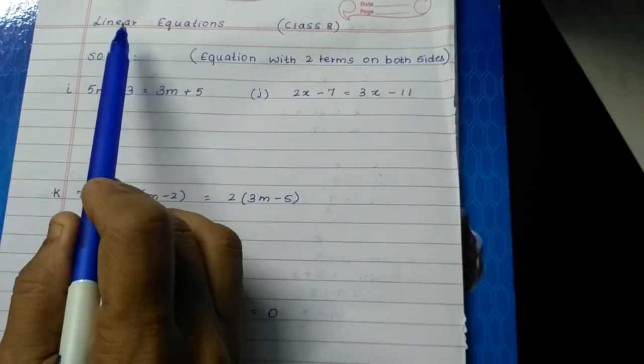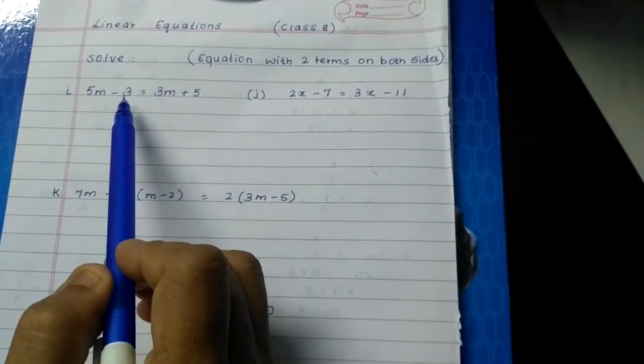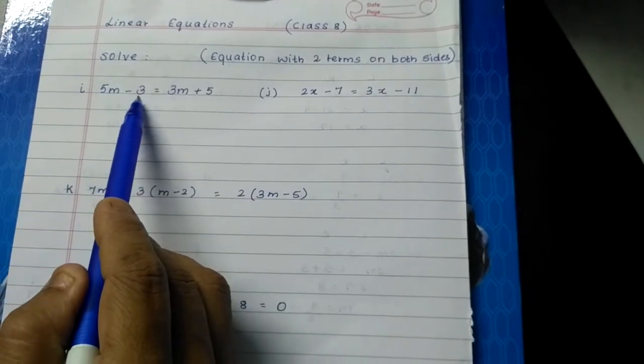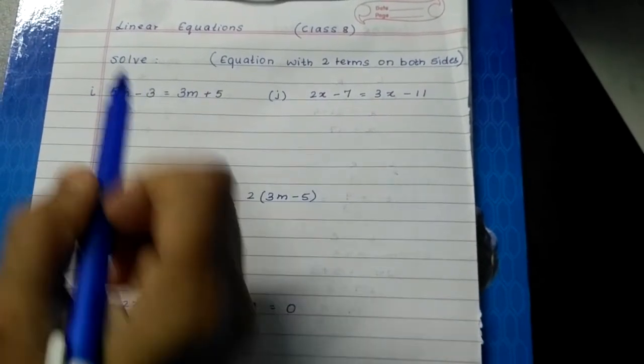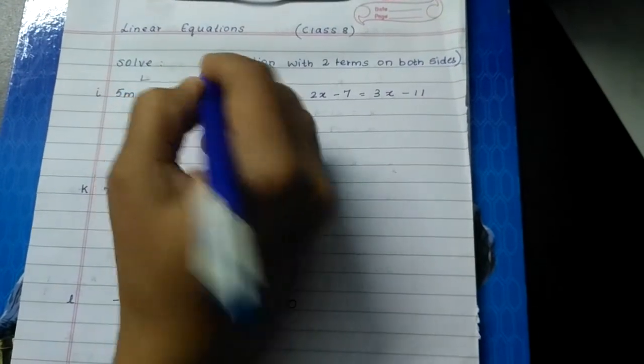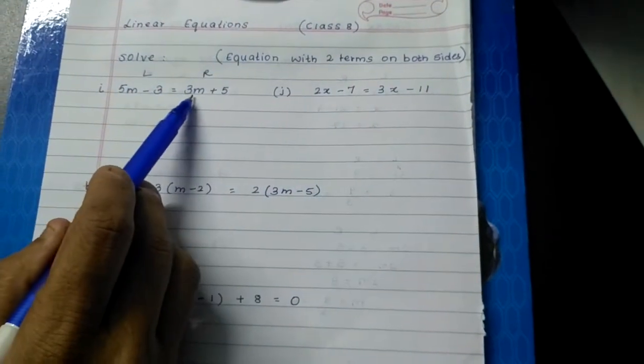So today children, we are going to solve linear equations with two terms on both sides. Two terms on the left hand side and two terms on the right hand side. So now we will bring the variable to one place.